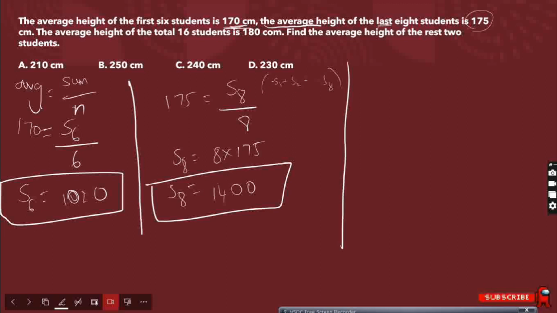Now let's go to another statement. The average height of total 16 students. Now there are total 16 students. Up to now we have calculated 6 students and also 8 students.